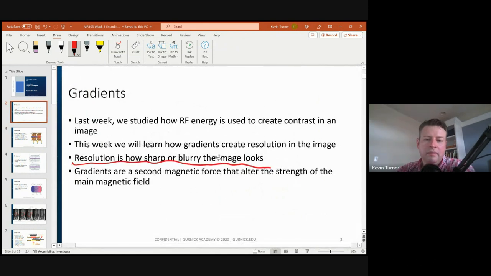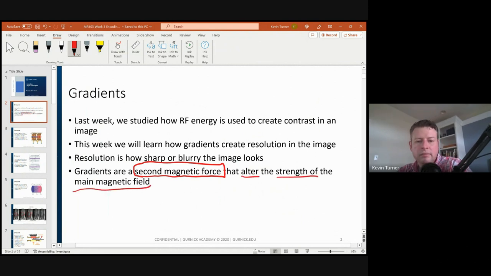And we make this resolution through gradients, which are a second magnetic force that alter the strength of the main magnetic field. So we have the main magnet, then we turn on a gradient that alters that magnetic force.